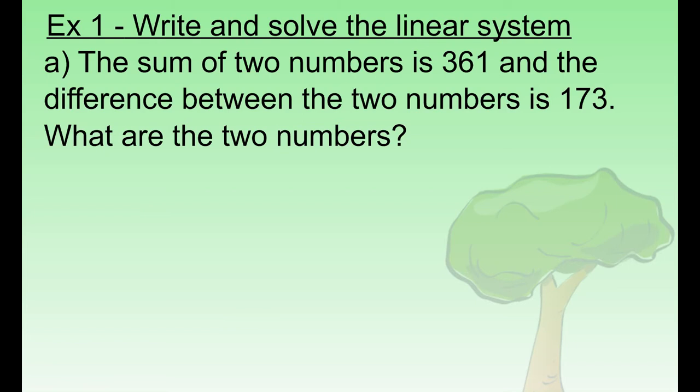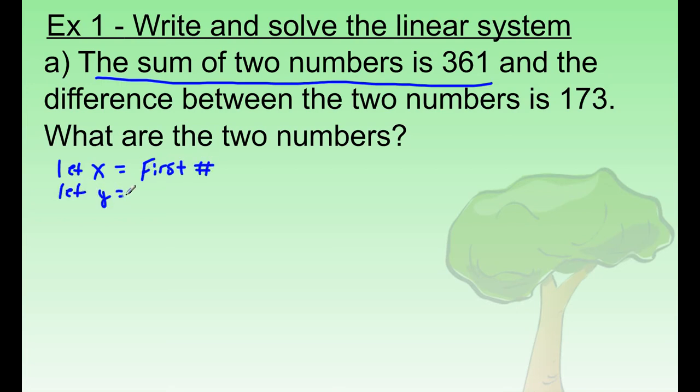The first statement here says the sum of the two numbers is 361. Right there, I can make an equation from that. So I'm going to let x equal the first number, and we're going to let y equal the second number. That way, whenever I put an x and a y down, I know exactly what they stand for. X is the first number, y is the second number.